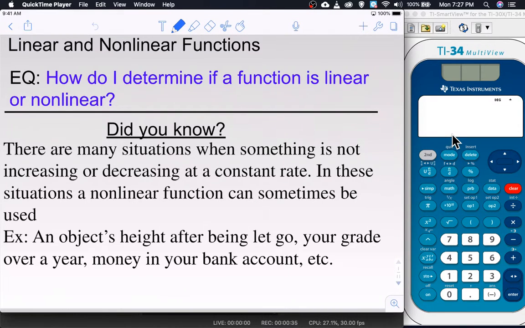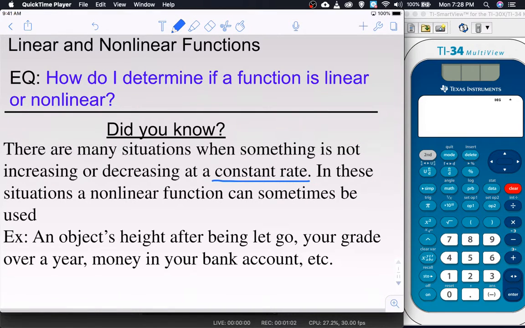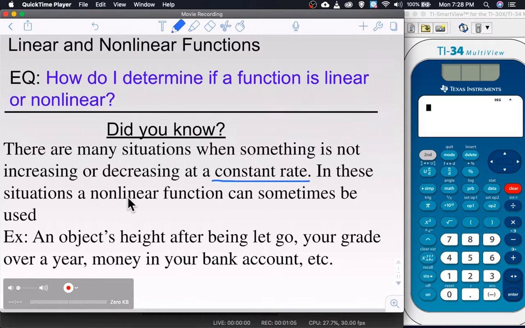Some of these are very easy, some are, well, none of them are really that hard. Some just take a little bit more work than others. So the central question says, how do I determine if a function is linear or nonlinear? Pretty straightforward. Did you know that there are many situations when something is not increasing or decreasing at a constant rate? That phrase, constant rate, for us, means linear. Straight line, the slope is not changing. In these situations, a nonlinear function can sometimes be used.